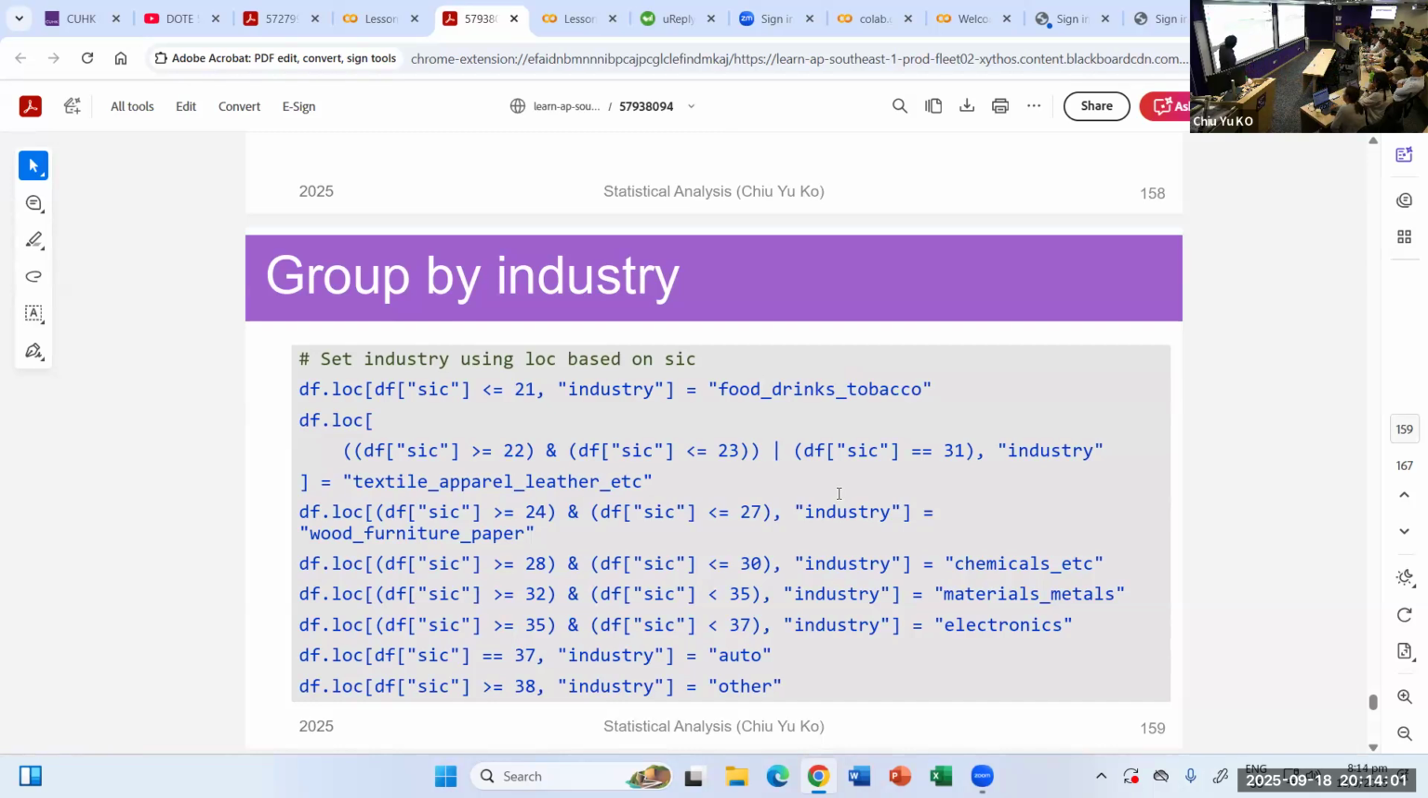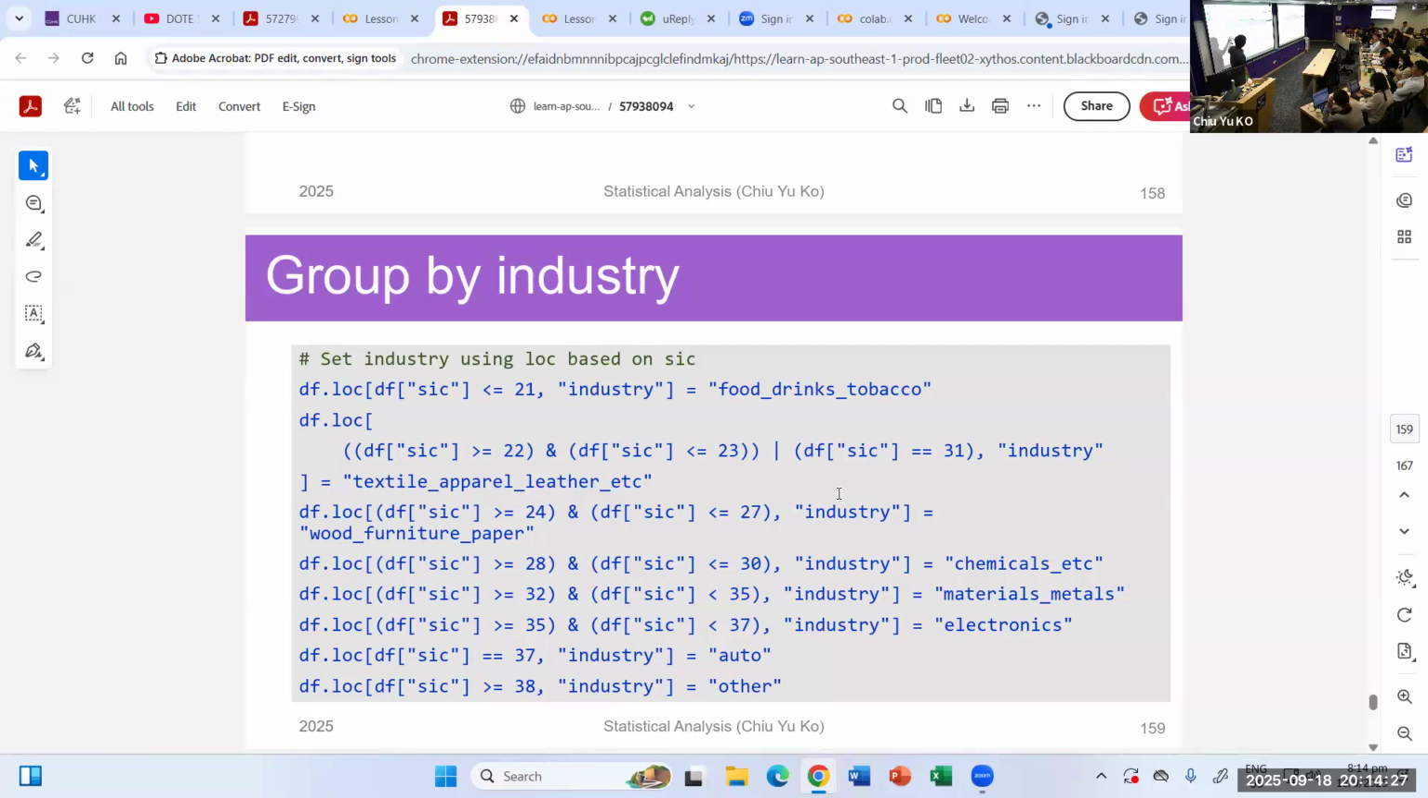This line is very compact code. I look at the data set. Whenever the number is less than 21, okay, I create a new column called industry, in which I put a string called food, drinks, and tobacco. So basically I create a new column called industry, and this column's value depends on the SIC code. Okay. And the next one is the same.